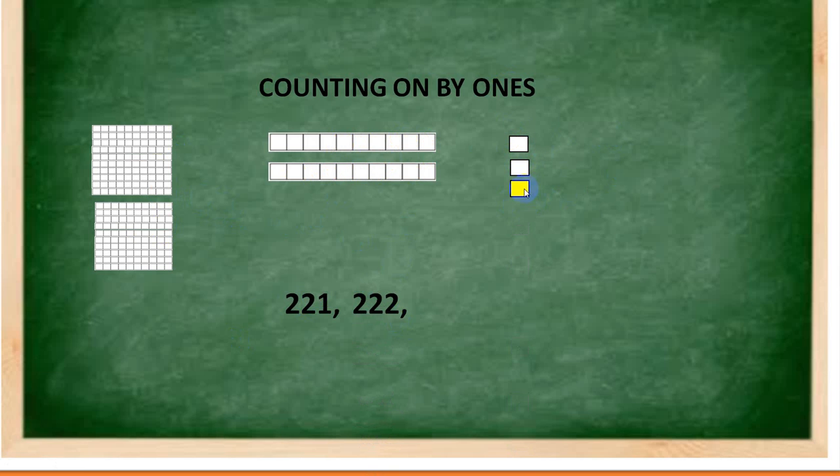How about this one? If I put one more, it becomes 2, 2, 3. Yes, correct. 223. If I put one more, it becomes 2 for the hundreds, 2 again for the tens, and the ones are 4. 2, 2, 4, 224. Next, one more. I add ones, one more. So now it becomes 2, 2, 5, or 225.